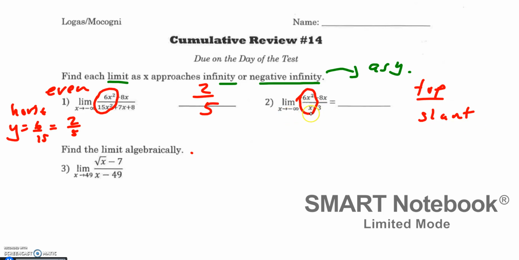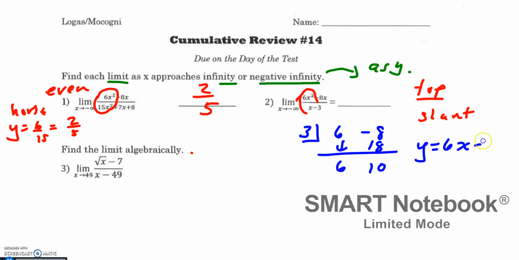So here, if that's x, let's see, what is that? That's x minus 3, so that means I could do synthetic division, and I could use 3, and then have 6 and negative 8. Bring down the 6, multiply, get 18, combine and get 10, which means if the power is reducing by 1, this is the line y equals 6x plus 10, which as a sketch is a line increasing from left to right.